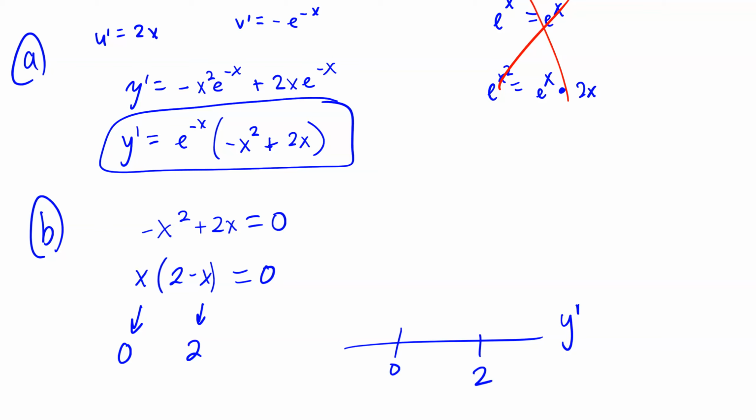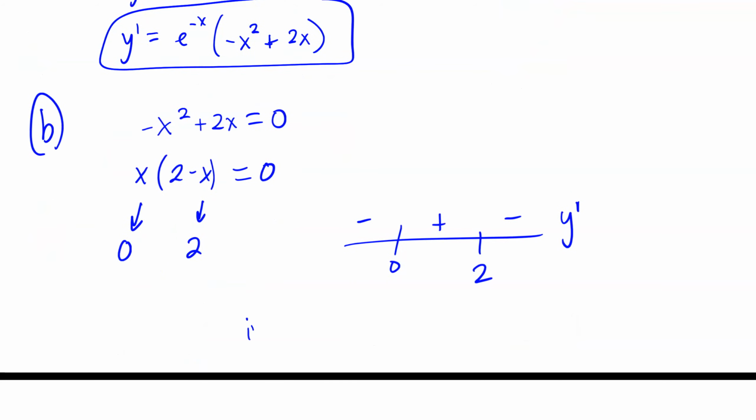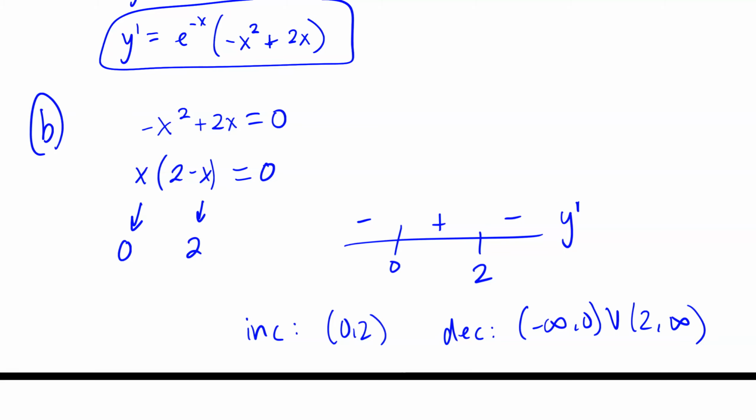Well, I know what negative x squared looks like. Negative x squared points down. So I know at the ends it's going to be going down, and it'll be increasing in the middle. Or you could plug in like 1. Right? If you plug in 1, negative 1 plus 2 is 1. And then rules of multiplicity. So, you would be increasing from 0 to 2, and decreasing from negative infinity to 0, and then 2 to infinity. That one's a pretty short one.